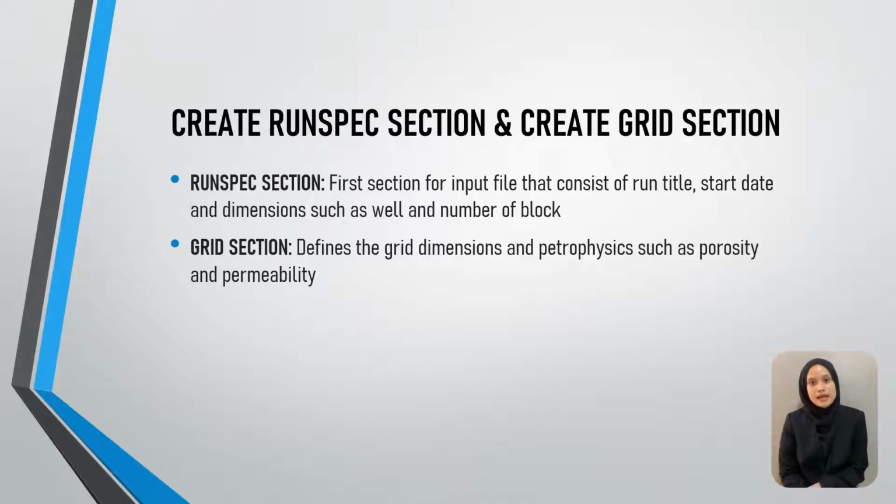The RUNSPEC section and the GRID section have their own functions in Eclipse 100. The RUNSPEC section is the first section of the input file, and it consists of the run title, start date, and dimensions such as the number of wells and number of blocks. Meanwhile, the GRID section defines the grid dimensions and petrophysical parameters such as porosity and permeability.